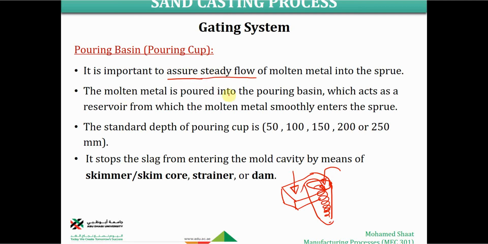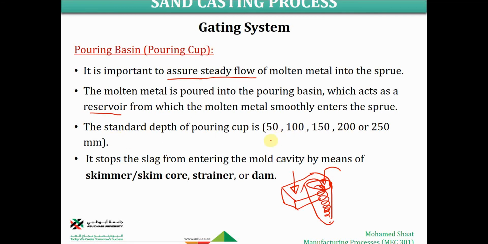Also, molten metal is poured into the pouring basin or the pouring cup, which acts as a reservoir from which the molten metal smoothly enters the down sprue, as we mentioned. The molten metal is collected and then smoothly and easily starts to flow to fill the mold cavity.